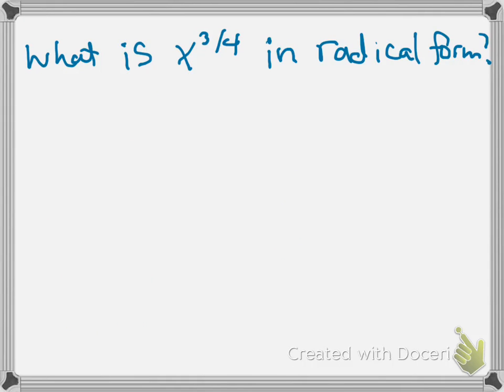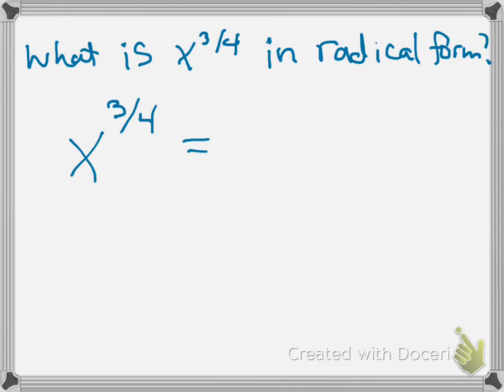So we can use those two relationships that we just talked about to rewrite various expressions. So for example, let's do this first situation. It says, what is x to the 3/4 in radical form? Right now we have an expression that has a rational exponent, and instead of using that rational exponent, we want to convert this into an expression with a radical.